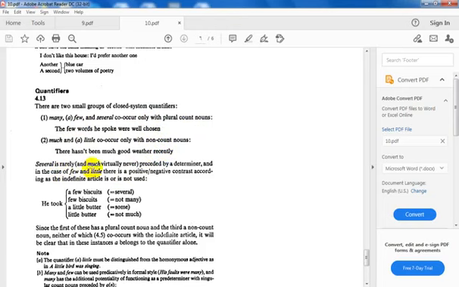Several is rarely and most virtually never preceded by a determiner, and in the case of few and little there is a positive negative contrast according as the indefinite article is or is not used. طبعا عند من شوفوا نقول few, a few, little, a little. What is the difference? Whether I have a or I don't have a, there is a contrast in meaning.